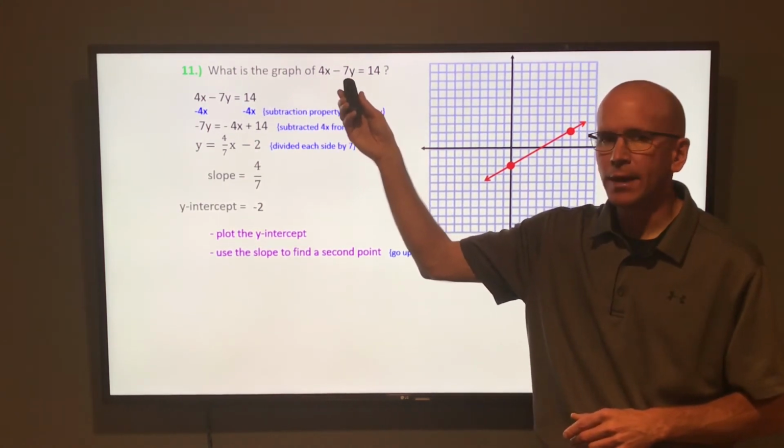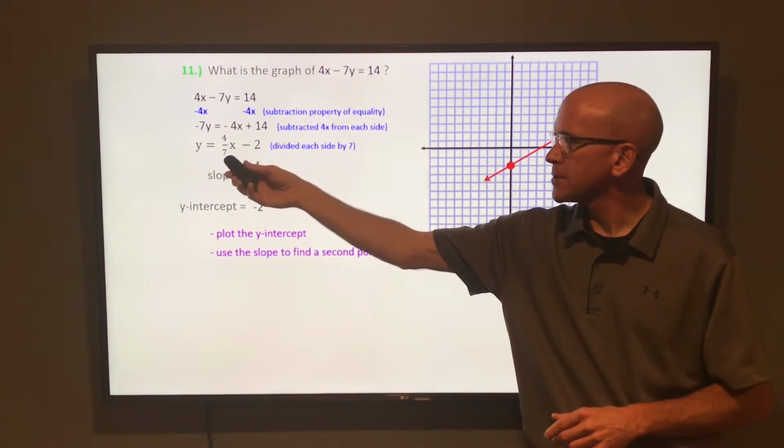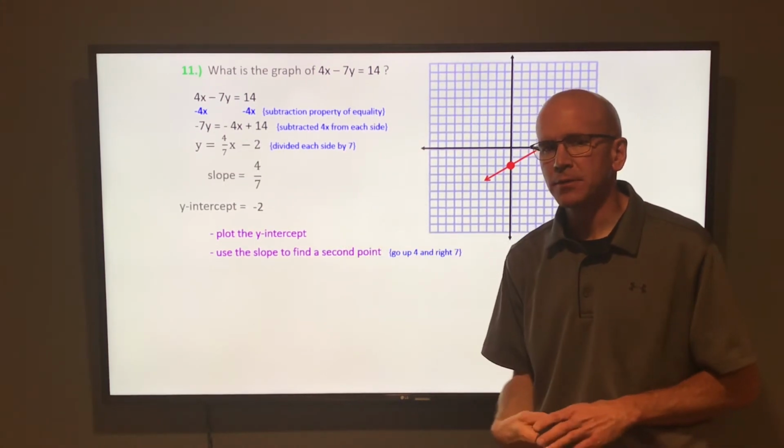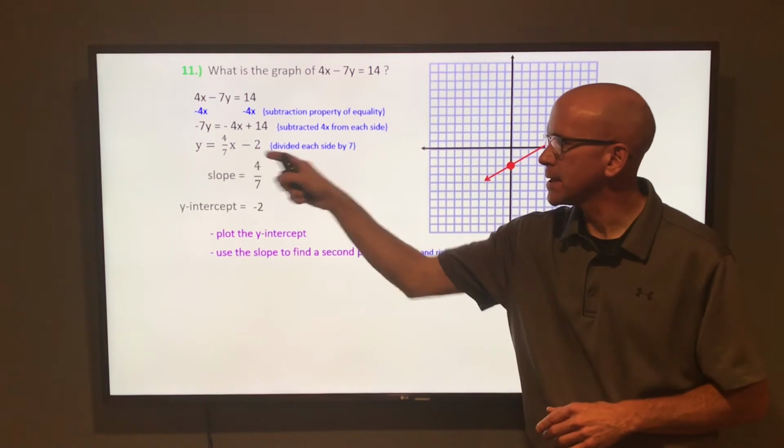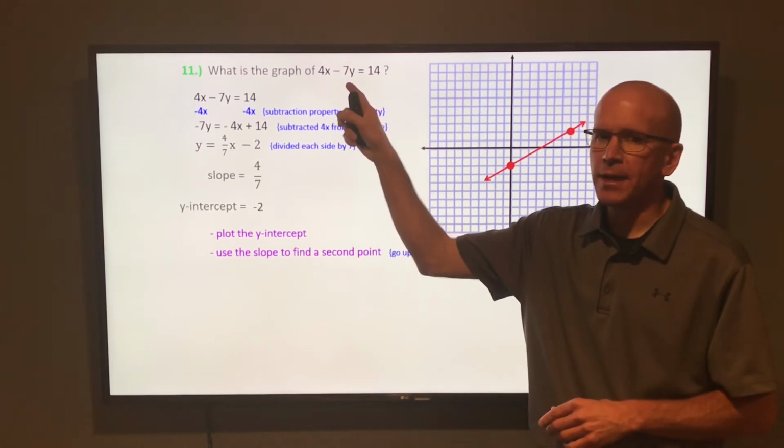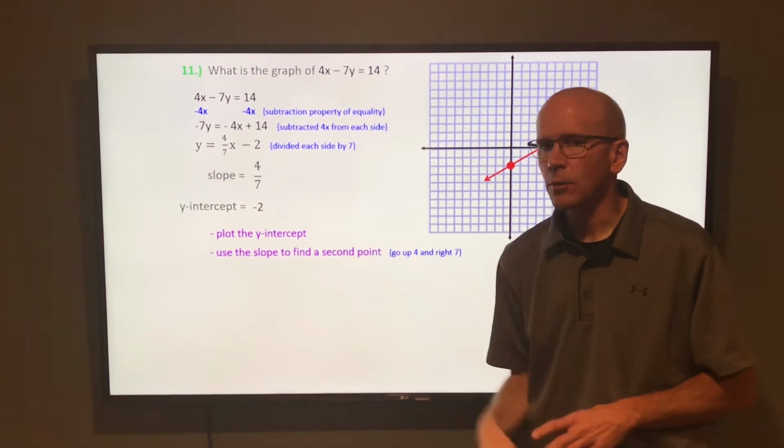4x minus 7y equals 14. That's also the graph of y equals 4/7 x minus 2. Those 2 equations are the same. One's in what's called standard form. The other one is in slope-intercept form.